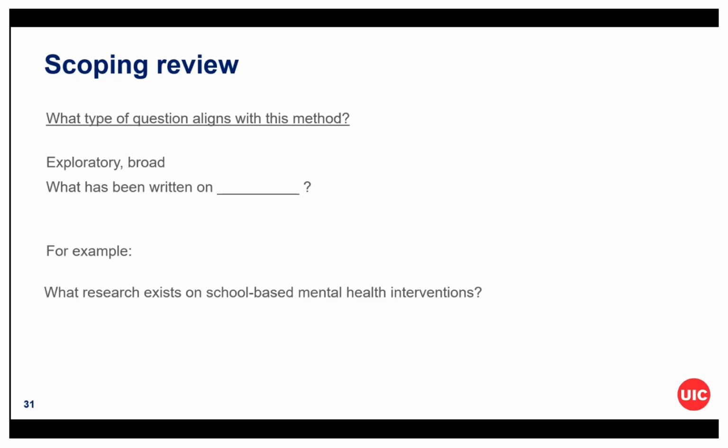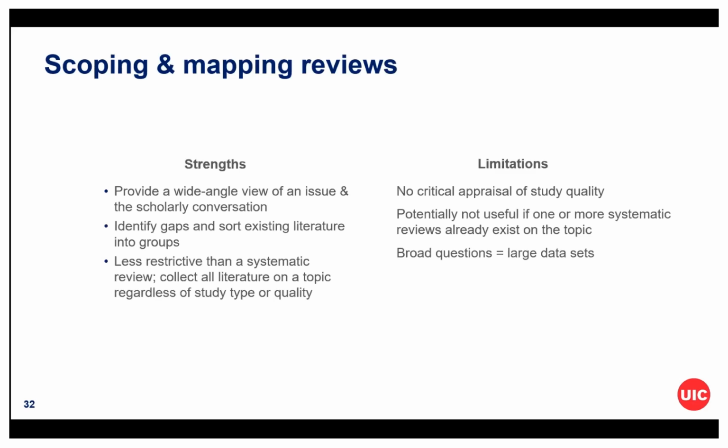Again, it is very close to what a mapping review is. I put together here the strengths and limitations of the 2 review types. They're less restrictive than a systematic review, but they can take almost as long, and you're not usually doing an appraisal or any assessment of the studies. It's also recommended that if there is a systematic review out there, it's not necessary to do a scoping review, because if you already have a systematic review, why do a scoping review on the same topic?